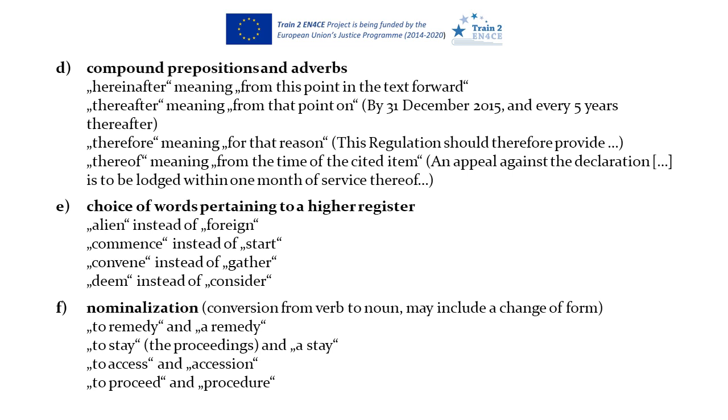European Union documents, European Union instruments, are also using some words that pertain to a higher register. This basically means that they are fancier than what we would use in everyday language. Examples are alien instead of foreign, commence instead of start, convene instead of gather, deem instead of consider. Even if we would use foreign, start, gather, consider, these would be regular English words, which could also be used in legal context, but there is a preference for these higher register words.